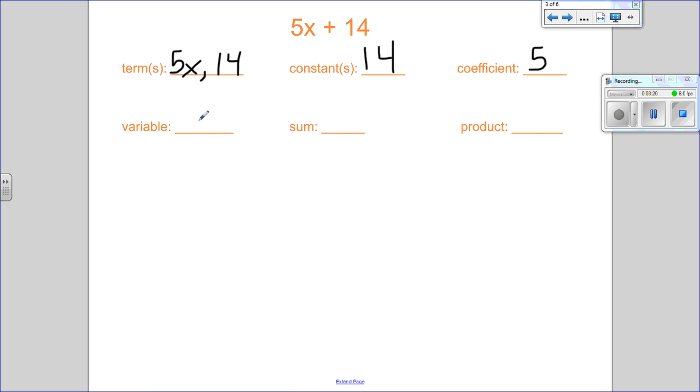The variable in this case is what? The variable is x. The sum is what is being added. So in this case, what's being added is 5x plus 14. And the product is 5x, because 5 is being multiplied by x.